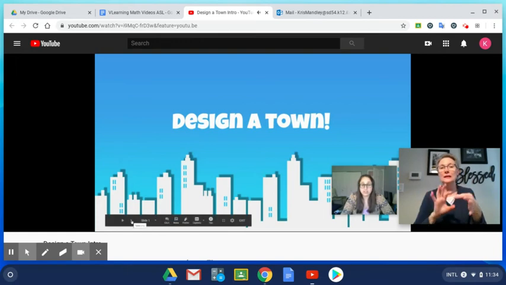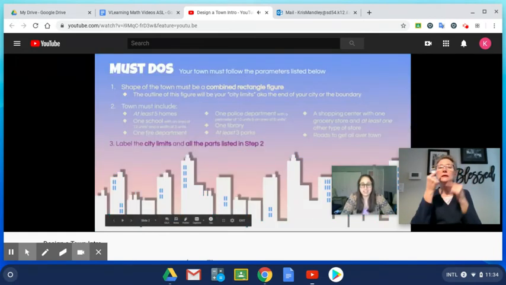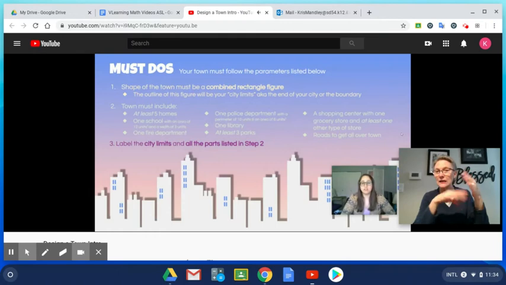So let's go ahead and start thinking about those expectations for designing a town. These are your must-dos. Your town must follow these parameters that I'm going to list. There's 3 big steps to go through right here, and then there's some sub-bullet points along the way. So make sure you're listening really carefully.